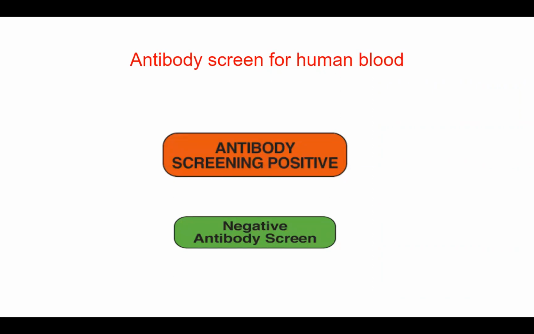A red blood cell antibody screen is a blood test that looks for red blood cell antibodies in your blood. These antibodies destroy red blood cells that are different from your own.